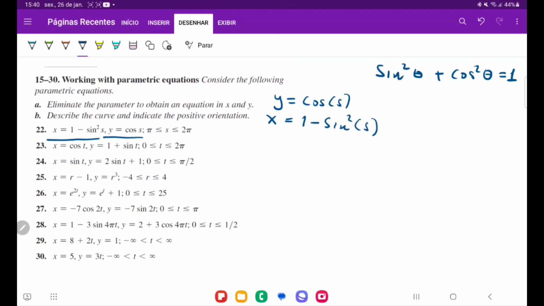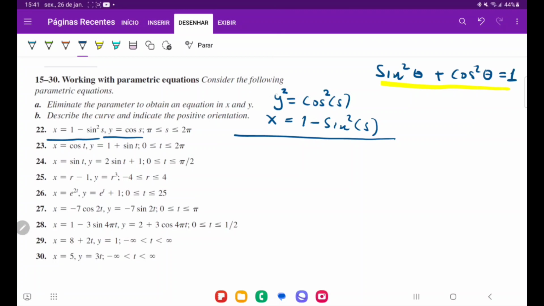To eliminate the parameter, we're going to use the identity that says the square of the sine and the square of the cosine add to 1. We have a square of a sine in the x, but we don't have a square of a cosine. So first we square both sides of the y equation so that we can eventually get our identity. That's y squared is equal to cosine squared of s.